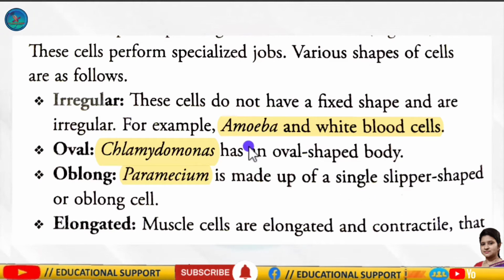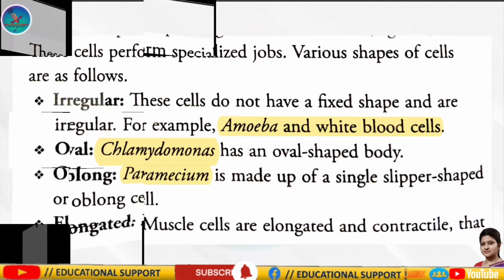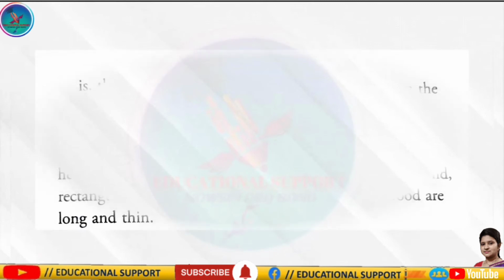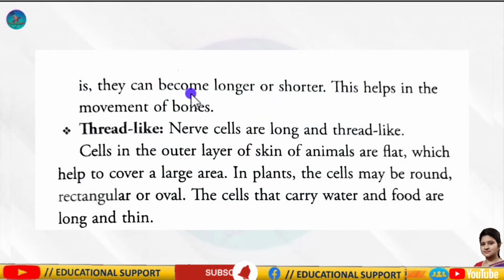So you have to remember the examples of the cells, like what is an example of irregular cells, of oval cells, of oblong cells, and of elongated cells. They can become longer or shorter, and this helps in the movement of bones.